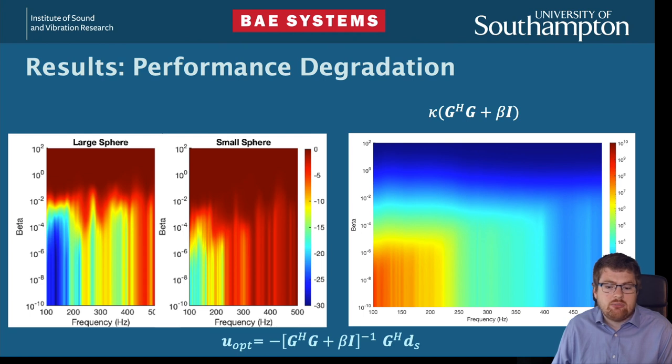This is plotted in the right-hand plot here, again over beta and frequency. This plot clearly shows that in the bottom left corner, where we have low frequencies and low values of regularization, we have a very high condition number, and therefore a poorly conditioned problem. This decreases when you go up in beta or up in frequency. This corresponds well to the plots on the left-hand side, where you can see that a large condition number on the right-hand plot results in poor robustness in the left-hand plot.